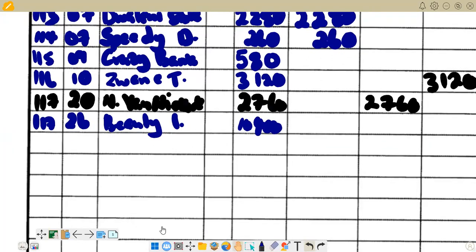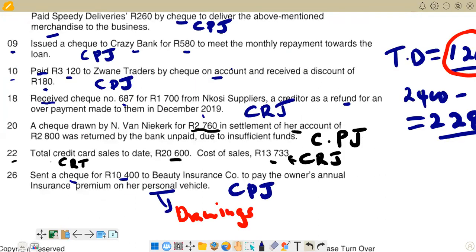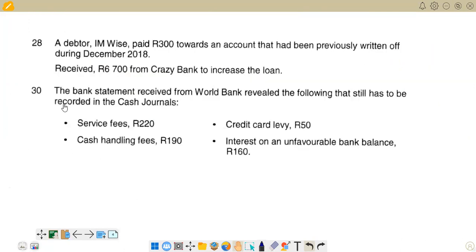That's what we have there. So we can go back to check what we have in terms of the next transaction. We are here now. This is the last one on this page, so we can go to the next page. Now we have got the 28th.